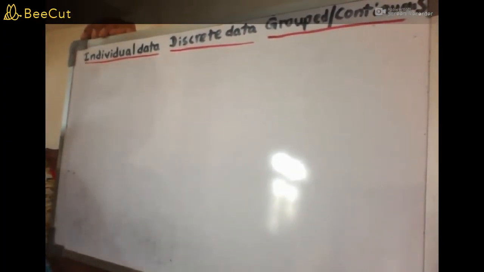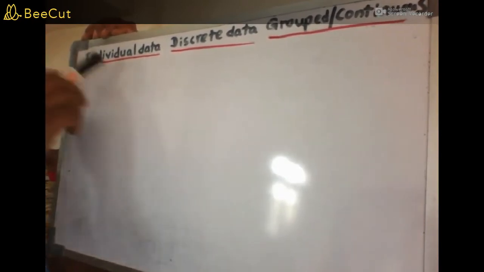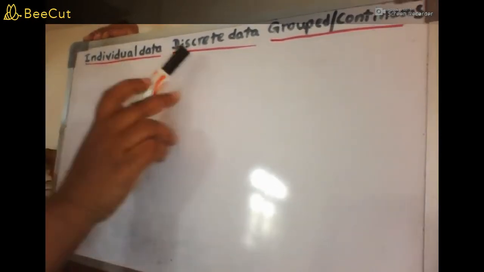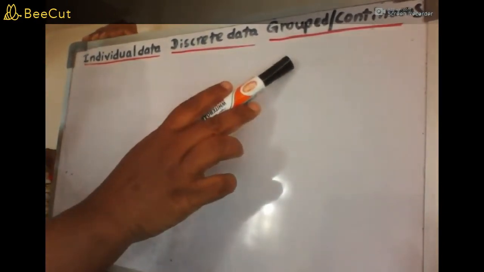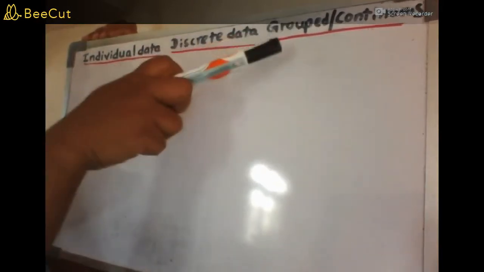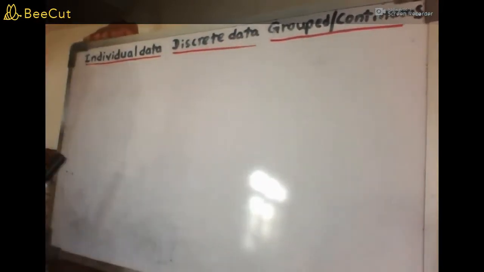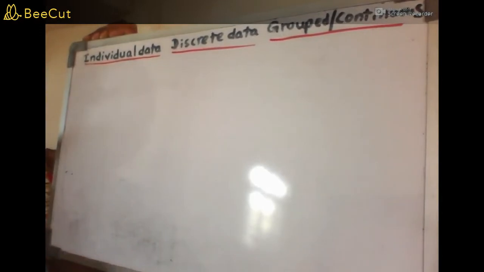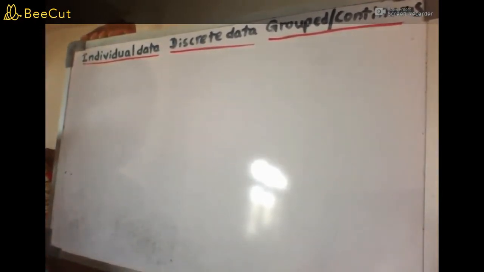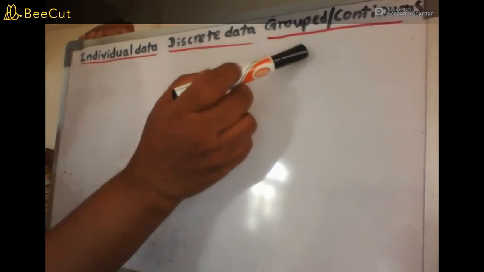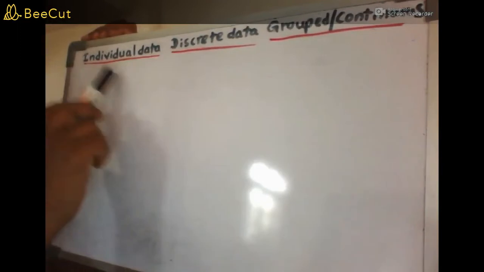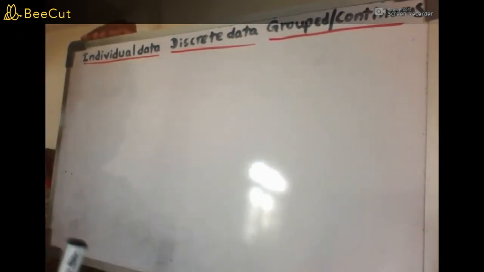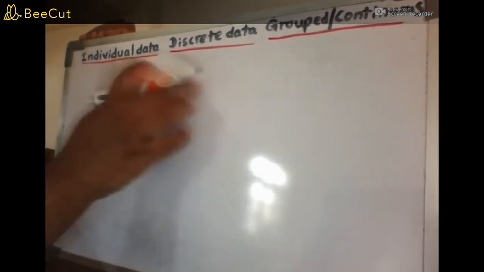Now there are three types of data. First is individual data. Second, discrete data. Third, grouped or continuous data. According to this third type, you have calculated the measures of central tendency and dispersion, right? Arithmetic mean, group data, classes, and standard deviation. Today we are going to study the other two types of data. Usually you will get questions in the first paper based on these two.